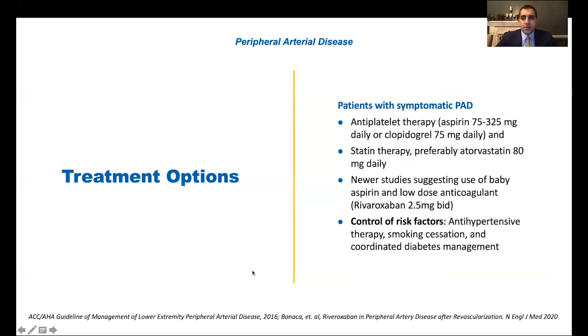So now that we know what peripheral arterial disease is, how it manifests throughout the body, its implications, and how we diagnose it, what do we do about it? So we're going to talk about some treatment options.